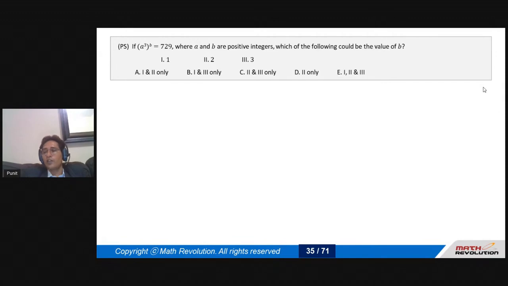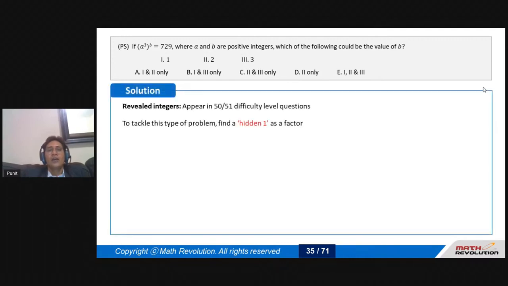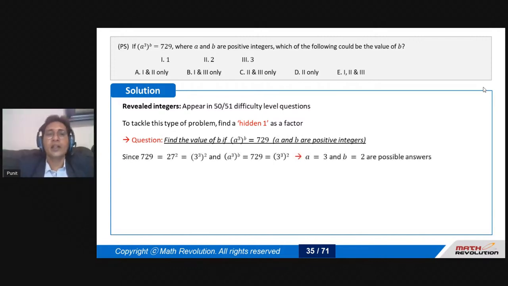There will be a PS question so that we could make it out. Question says, if a cubed to the power of b is 729, where a and b are positive integers, which of the following could be the value of b? Now, I know that this is an integer question and I have to actually deal with the hidden one as well. I'll start breaking 729. I know 729 is 27 squared. Now, I can write that 27 is 3 cubed. So I'm getting it as 3 cubed squared. I'm done. Comparing with a cubed to the power b, I can easily make out that b is 2 and a is equal to 3.